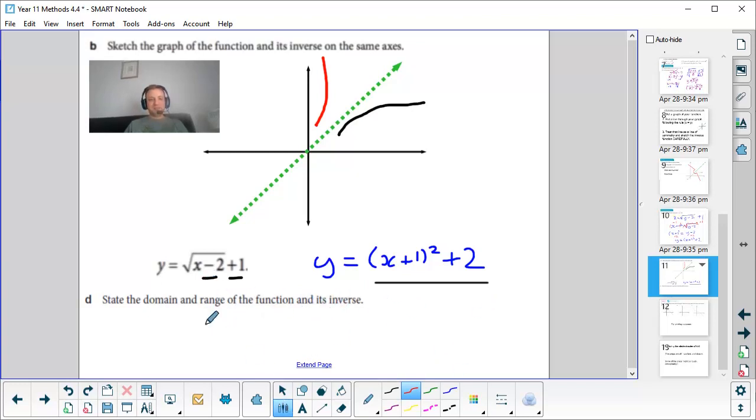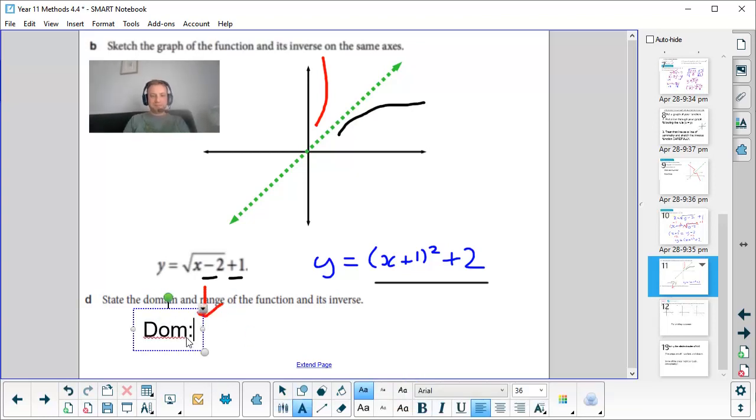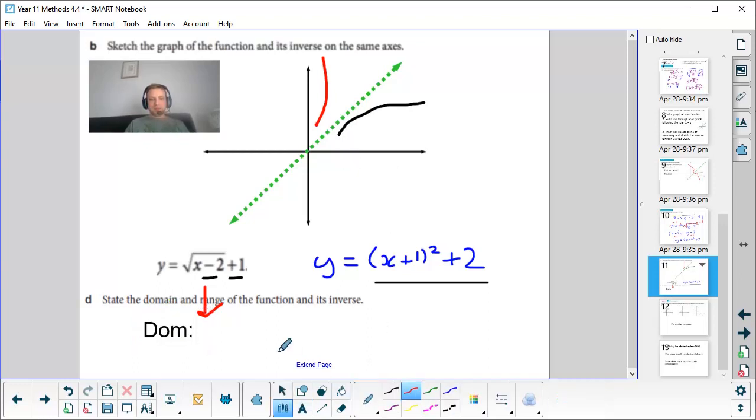So now when we're stating the domain and range of the function and its inverse, let's just focus on the function. Let's focus on this one. So the domain of this particular graph, that's our x values, that's where my graph exists. It's all about the endpoint, right? This graph starts at 2. Okay, so that 2 is part of the graph. So it starts at 2, and it goes all the way to infinity.